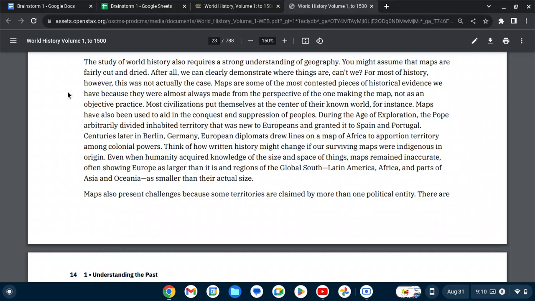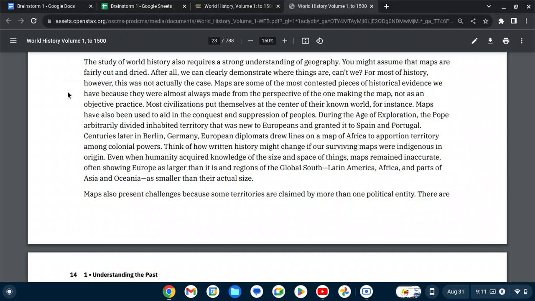Most civilizations put themselves at the center of their known world. Maps have also been used to aid in the conquest and suppression of peoples. During the age of exploration, the Pope arbitrarily divided inhabited territory that was new to Europeans and granted it to Spain and Portugal. Centuries later in Germany, European diplomats drew lines on a map of Africa to apportion territory among colonial powers. Think of how written history might change if our surviving maps were indigenous in origin.